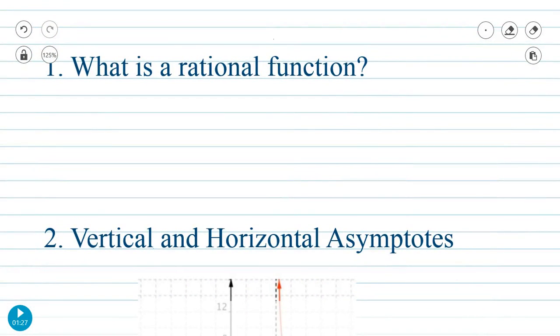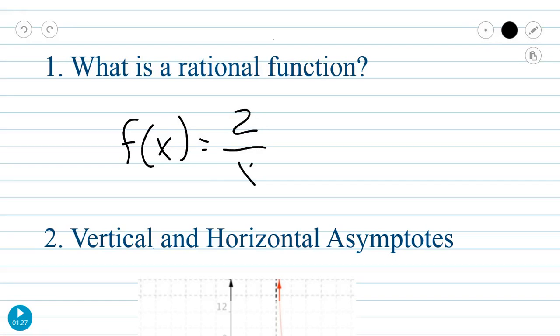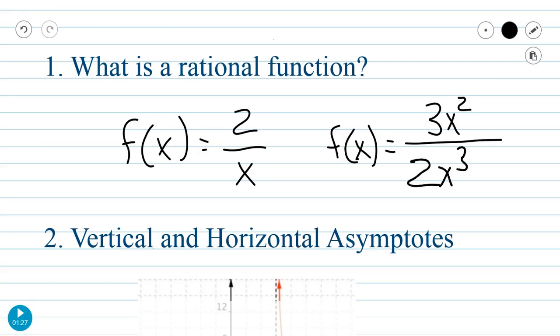So first of all, we'll start with the definition. A rational function is any function that has a variable in the denominator. So I'll write out a few examples here so we can get a feel for it. We might have something like f of x equals 2 over x. You might have something a little more complex: f of x equals 3x squared divided by 2x to the third plus 9. It doesn't really matter what it looks like so long as there's a variable in the bottom of the fraction. That's what makes something a rational function.